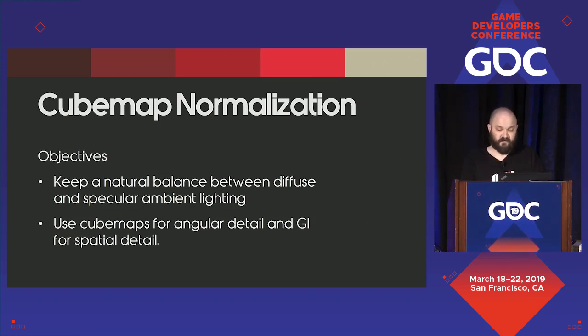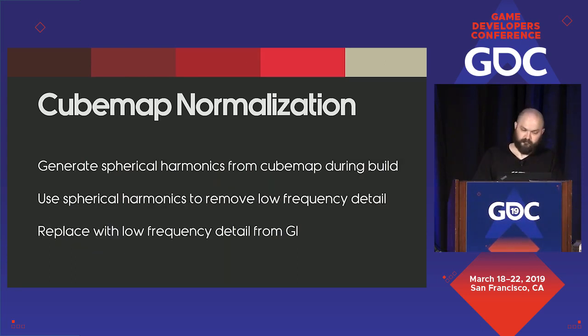The primary objective is to maintain a natural balance between diffuse and spec. I'm asserting that it's not so important when the actual contents of the reflections are a bit off, but what's more noticeable is the balance. So ideally we leverage the angular detail from the cube map and the spatial detail from the GI. So we generate a spherical harmonic encoding of the cube map during build. And we use that to remove the low angular frequency data, and replace it with GI from the runtime.